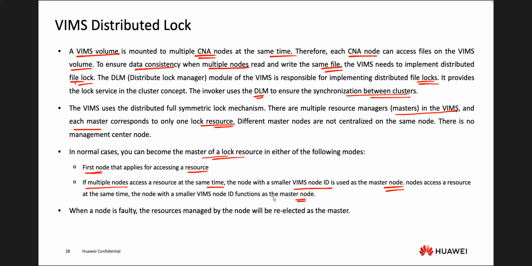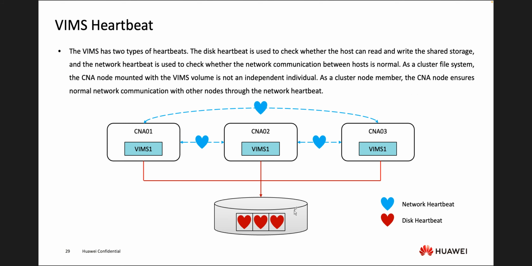The node with the smaller VIMS ID acts as the master node. So it starts from 0, 1, 2, 3, and it goes up. And that's kind of how the ID works. So if a node is faulty, the resources managed by that node will be released and elected as a master. So this is the way of sharing the resources, but making sure that everything is working fine.